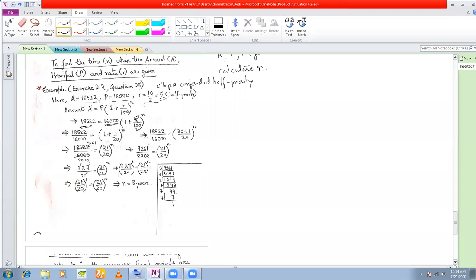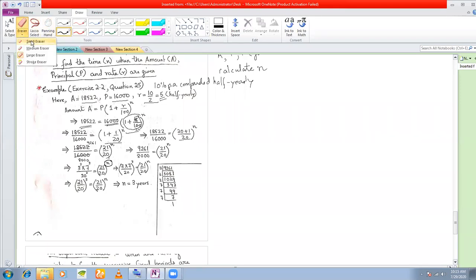18,522 over 16,000 equals 1 plus 5 by 100, whole to the power of n. I reduce this to its lowest form, 1 plus 1 by 20, and then I take the LCM to get the reduced form of the fraction. Is there any factor common between 21 and 20? There is none. That is the kind of fraction I want when calculating the time. See that I have not done anything with the power. My power remains n here.